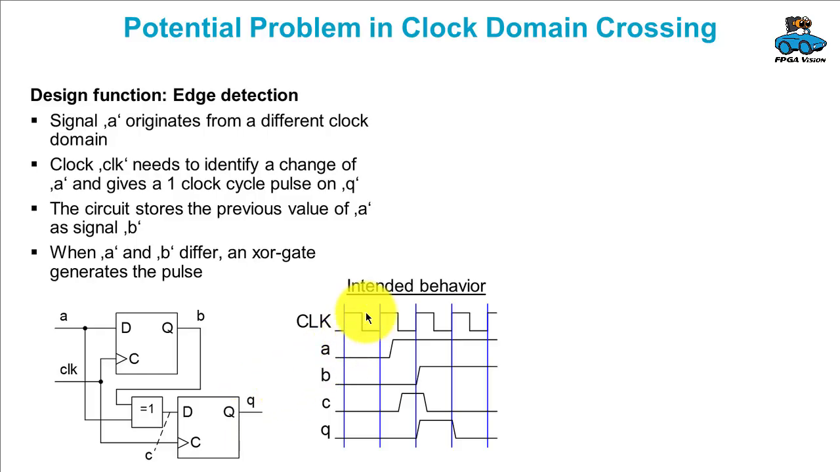Here's the intended behavior. Signal A changes. With the next clock cycle, with the next rising clock, it's stored in B. Then we perform XOR of A and B. And here we have A is 1, the new value. The old value is 0, so A XOR B gives 1. We store that at the output Q, and we have a pulse for one clock cycle. Okay, so far so good.